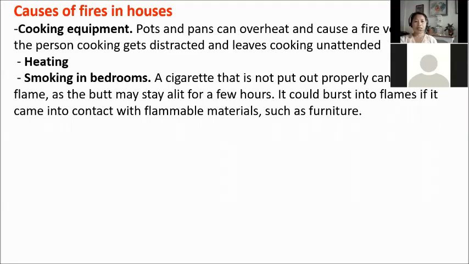Okay, next is heating and smoking in bedrooms, no? Para ito sa merong mga smokers na kasama sa bahay. So dapat hindi mag-smoke inside the bedroom kasi maraming pwedeng masunog doon, no? With that piece of cigarette butt na hindi pa properly na patay yung apoy, no? So pwede yan mapagmulan ng sunog.